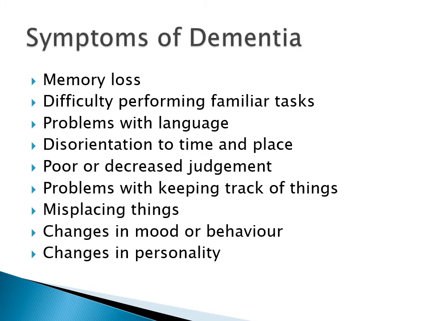There is a problem with language. They are disorientated to time and place, and in advanced cases, they can even forget their loved ones as well. There's poor, decreased judgment that can be seen in taking risky behavior in financial matters. There's a problem with keeping track of things, and the patient keeps on misplacing things like car keys or important papers. There are changes in mood or behavior, so that the patient can become agitated and argumentative. There are changes in personality, like once affectionate and caring person can become aloof.